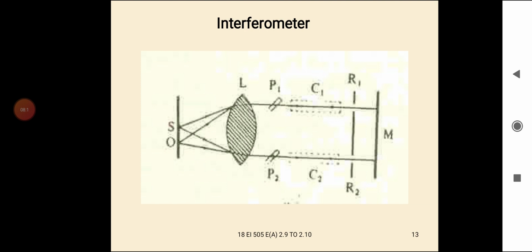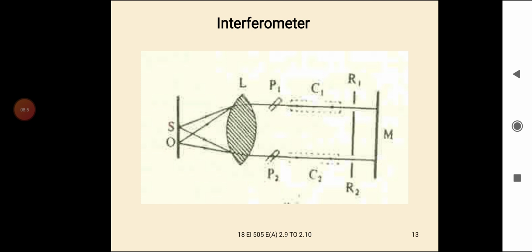Interferometer: the source of radiation passes on to the lens. The lens collimates these radiations onto the glass active materials P1 and P2, then they pass to the sample and reference cells C1 and C2, then on to the openings R1 and R2 onto the mirror M. Again, the reflected rays come back onto the mirror.